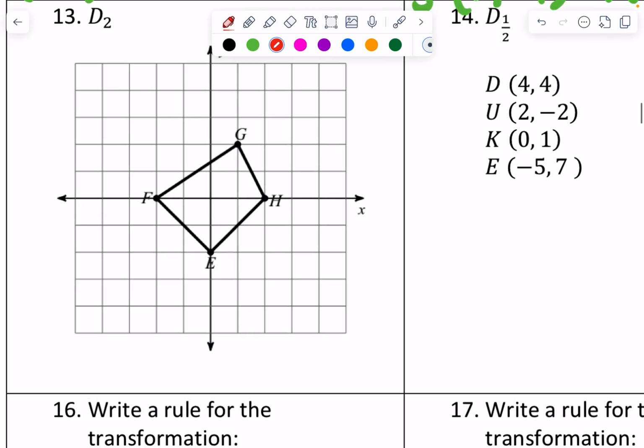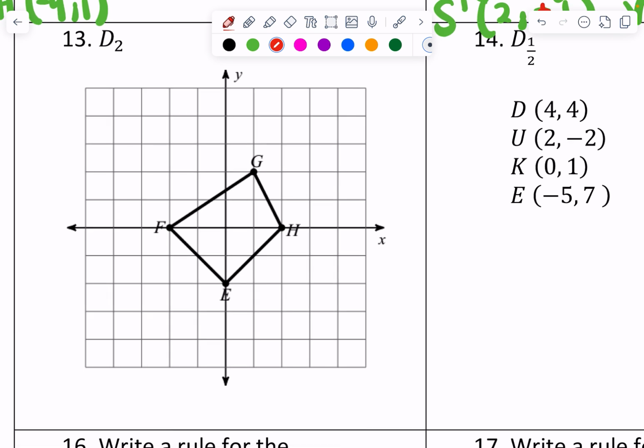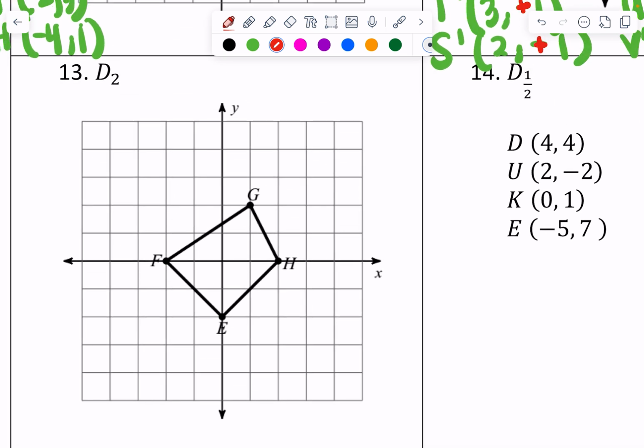Okay, anytime you see a capital D, that means dilation. And we're dilating by a scale factor. Anytime your scale factor is greater than 1, we are going to have an enlargement. So our picture should be getting bigger in this particular picture.